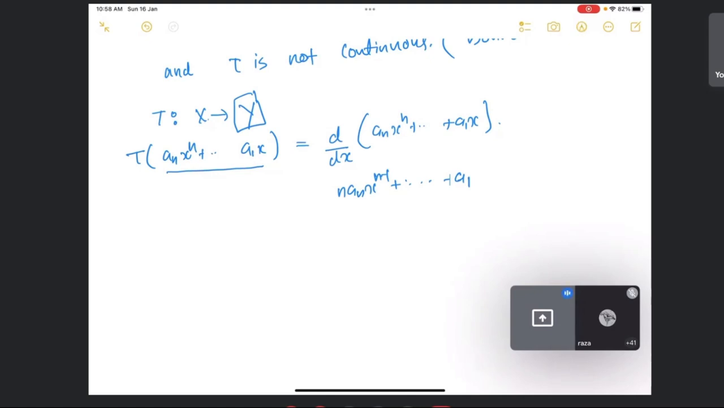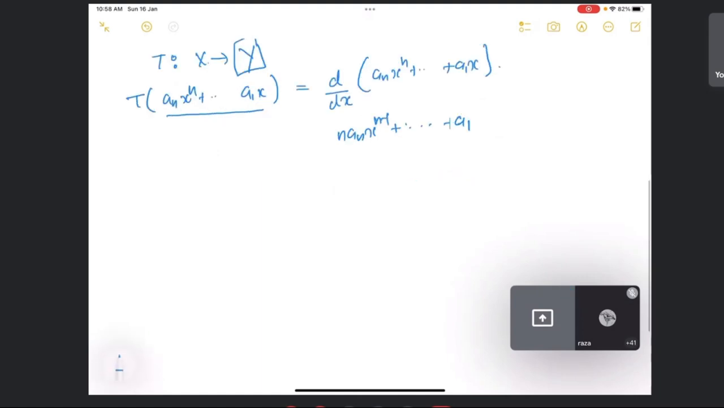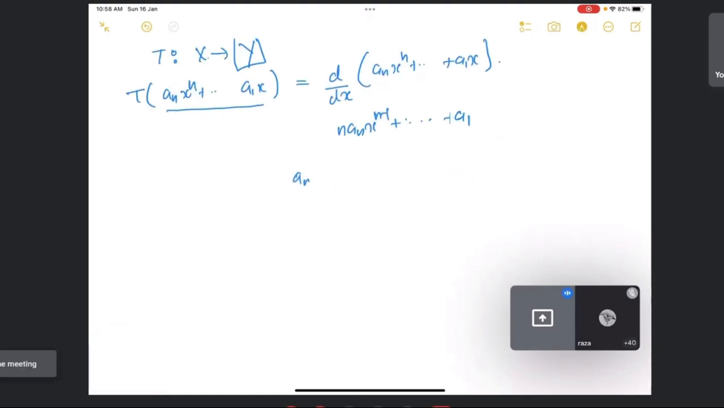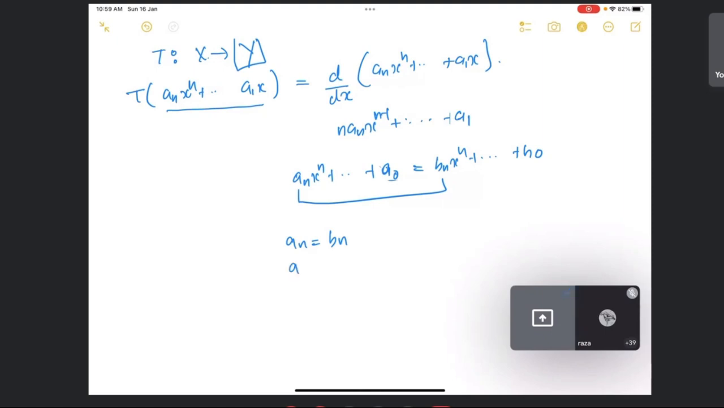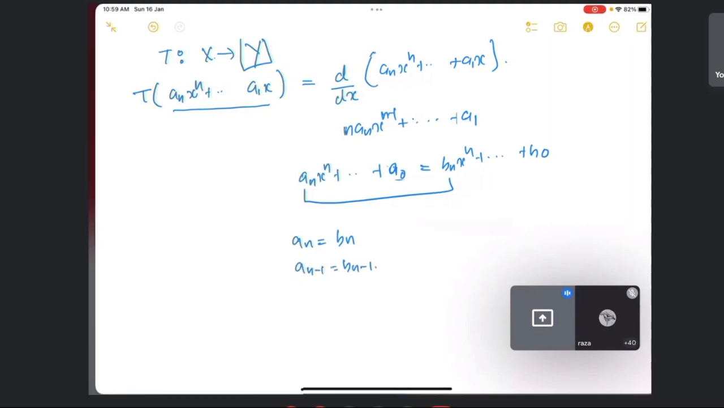And if you have two polynomials, say a_n x^n plus etc. plus a_0, because in the range the constant term may not be zero, so there will be an a_0 coming, and this is equal to some b_n x^n plus etc. plus b_0, then from this you can conclude that a_n equals b_n, a_(n-1) equals b_(n-1), and so on, a_0 equals b_0.